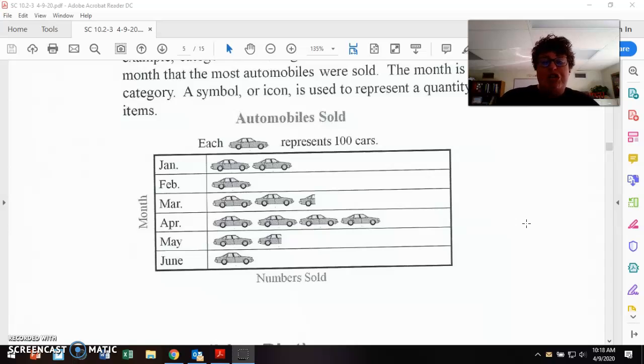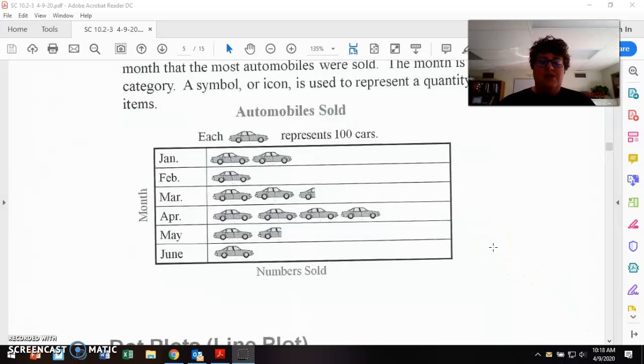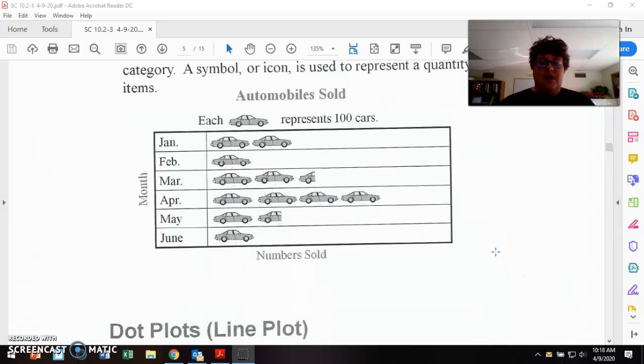In this case, each car represents 100 cars, so your legend is that portion of the graph. Usually it's underneath the title or off to the side of the graph, and we'll see those throughout as we look at these. You definitely want to make sure you have a title, make sure your axes are labeled, and make sure you have a legend. So this is a pictograph.